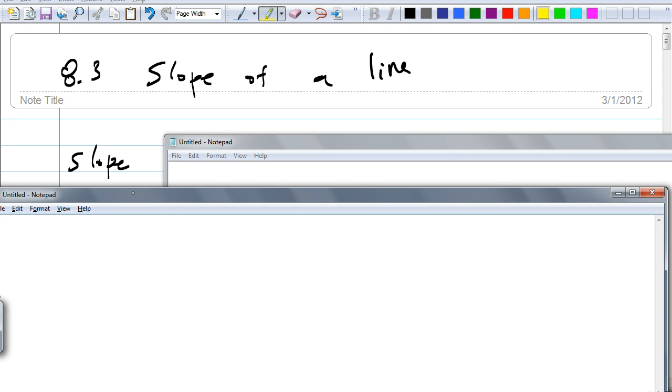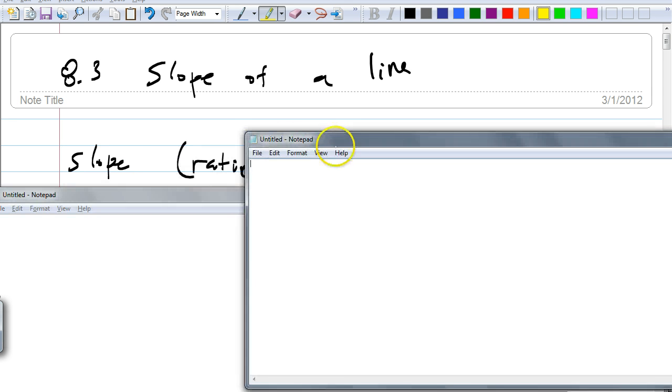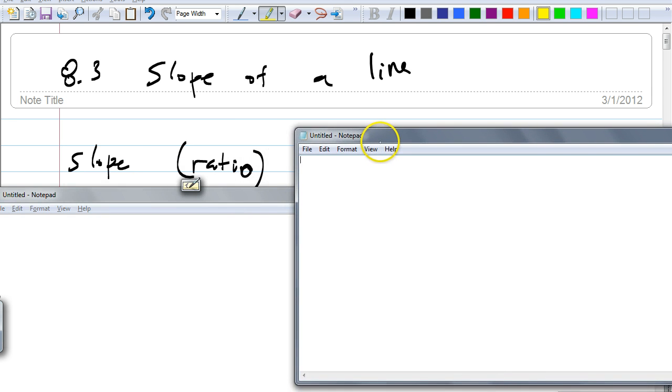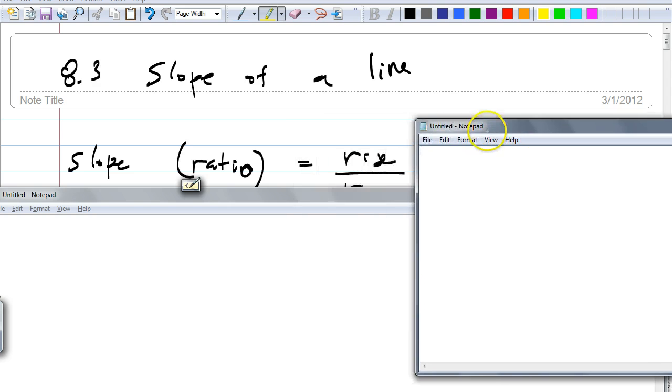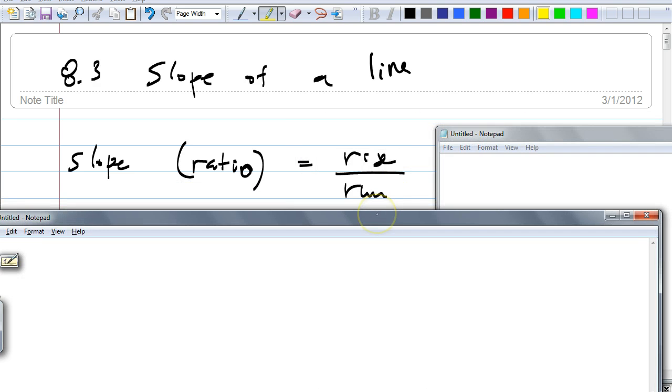Nicole. Rise over run. Very good. So it's a ratio. Remember we learned ratio, right? Comparing two similar things, right? Ratio is rise over run. It's how much of rise over how much of run a line has. Okay, so write that down.